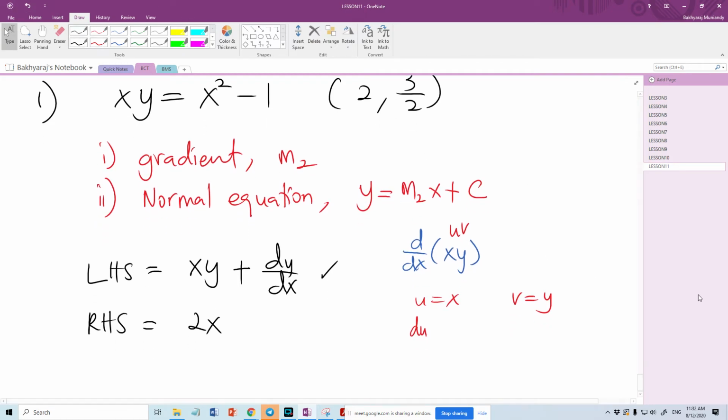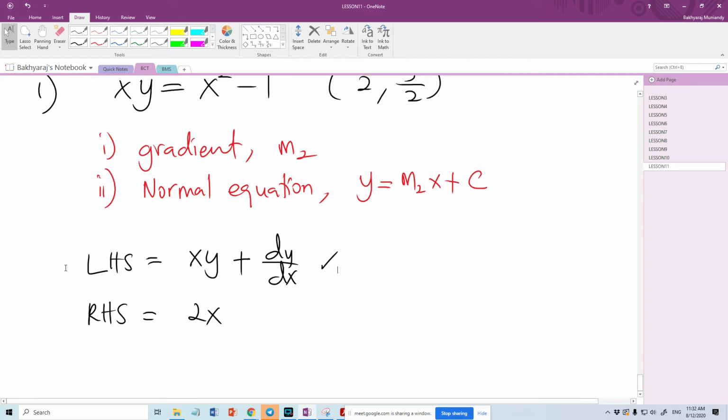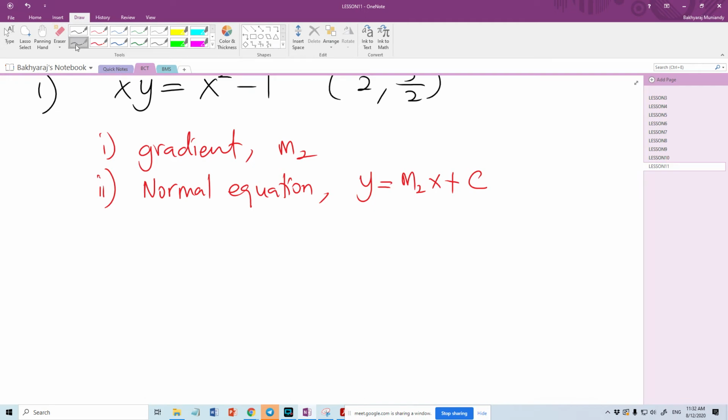Okay, so tak apa, saya salin balik. Ni saya padam, saya salin balik. Saya buat balik. Okay, ni saya padam. Buat balik. Okay, first of all, I want to go for left hand side.